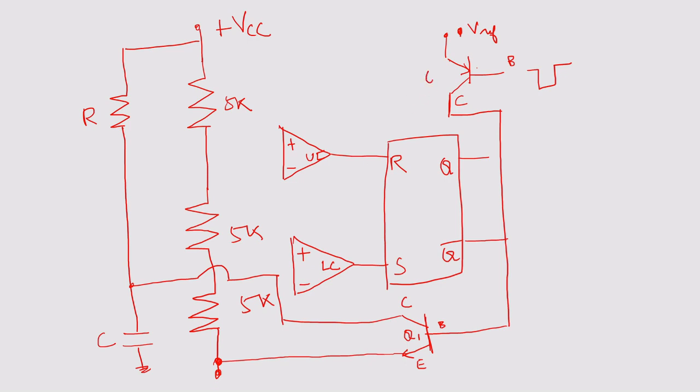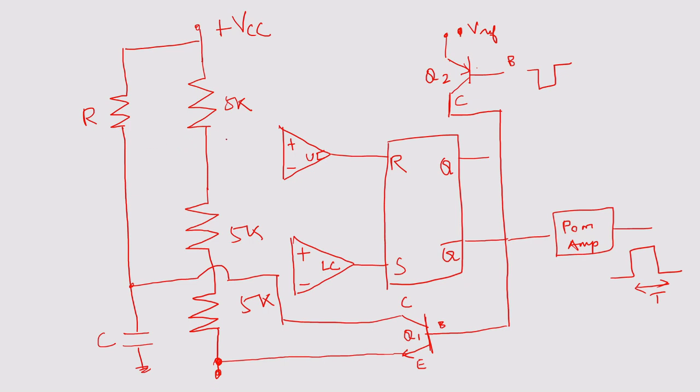So you can give some name for this Q2. From here we are taking output. Power amplifier, then you will be having your output. Right, now we will connect the comparators.